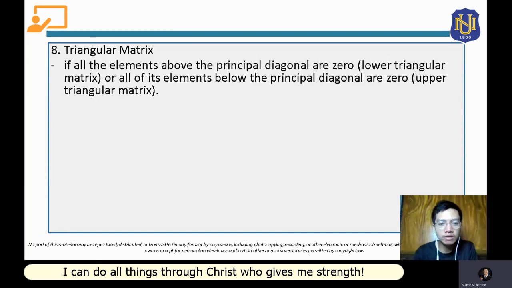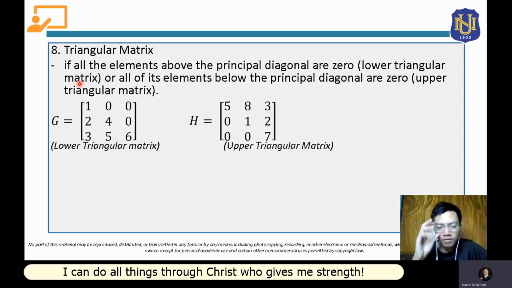The eighth type of matrix is called triangular matrix. If all the elements above the principal diagonal are zero, that is called a lower triangular matrix. Or if all of its elements below the principal diagonal are zero, that is called an upper triangular matrix. So these are examples of triangular matrices. For this matrix G, since the elements above the principal diagonal are all zero, this is called a lower triangular matrix. The triangle form here is this triangle, that's why it's called lower triangular matrix.